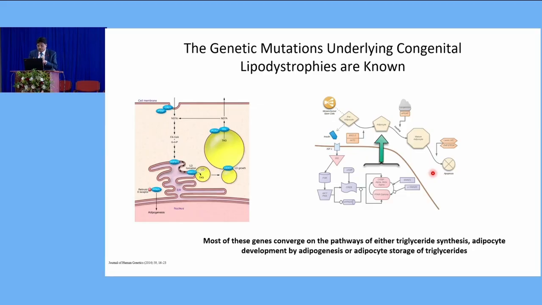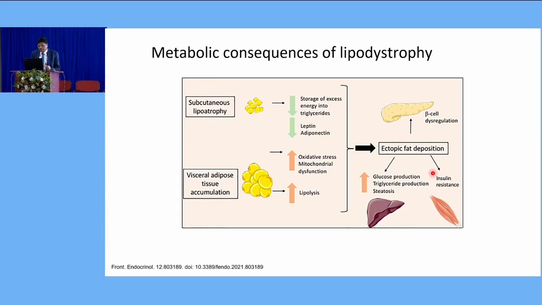Most of the lipodystrophy syndromes converge on the pathway of either triglyceride synthesis, adipocyte development and adipogenesis, or adipocyte storage of triglyceride. Very crystal clear. The gene is known, the mutation is known, the function is known, the clinical phenotype is known. Unlike type 2, where we still have some dark areas, we don't know much about it. But their main problem is adipose tissue fat handling. This is very crystal clear. It would be adipogenesis failure. On the same line, their pathophysiology is also very clear.